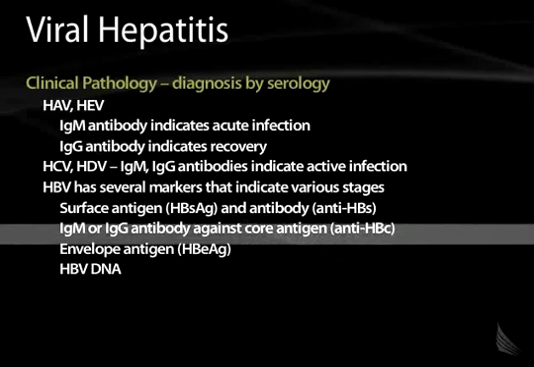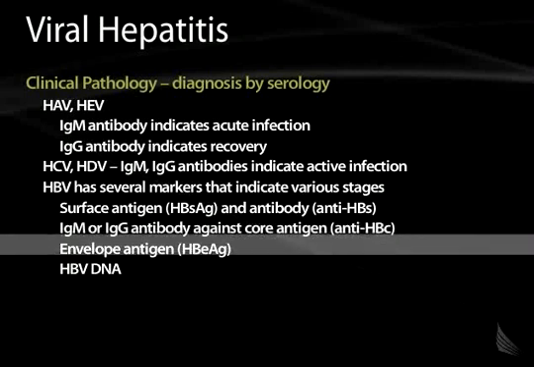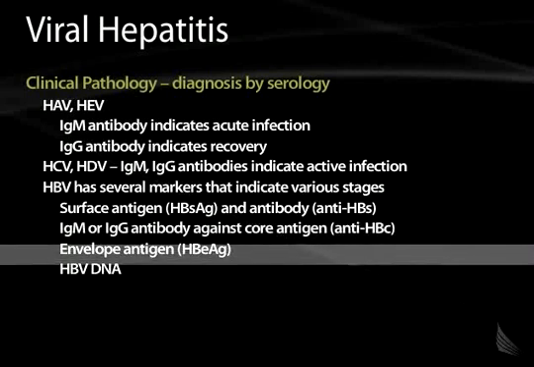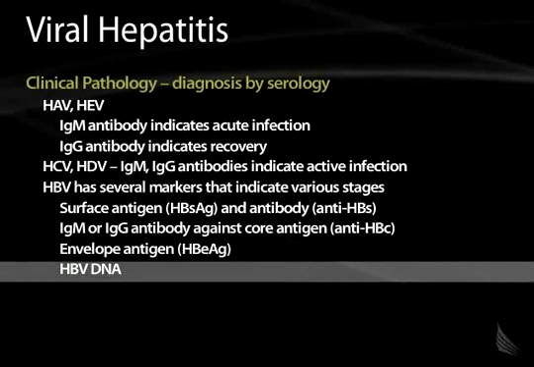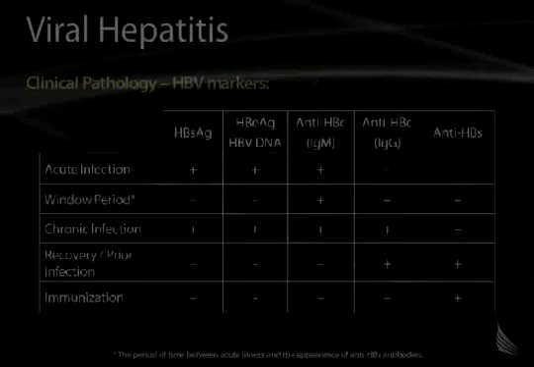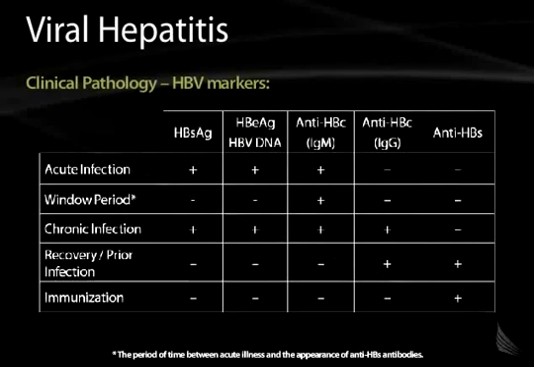In hepatitis B, you have hepatitis B surface antigen and the surface antibody. You also have the IgM and the IgG against the core antigen, which indicate current or past exposure. The envelope antigen is also indicative of active infection. This slide shows the various questions you'll be asked on the board. Notice the characteristics of the serologies.